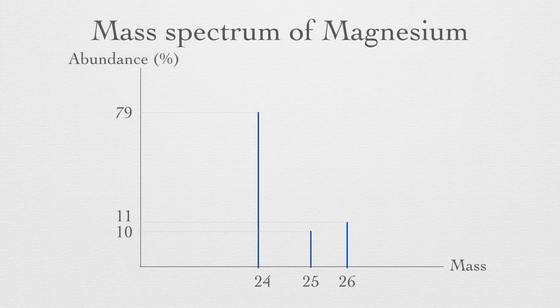The mass spectrum that comes out from the detector will have three peaks indicating each of the three isotopes. The peak for magnesium-24 is the highest since it is the most abundant isotope in magnesium with 79%, followed by magnesium-26 with 11% and magnesium-25 with 10%.